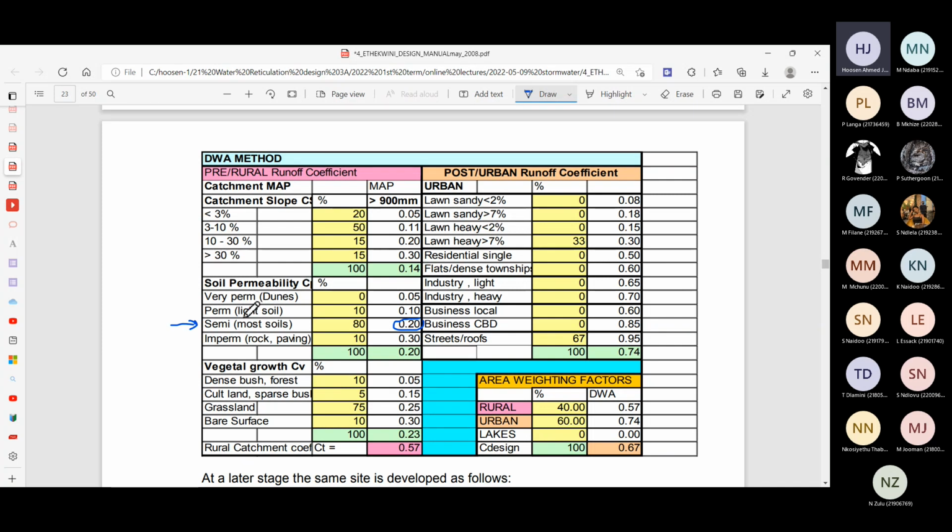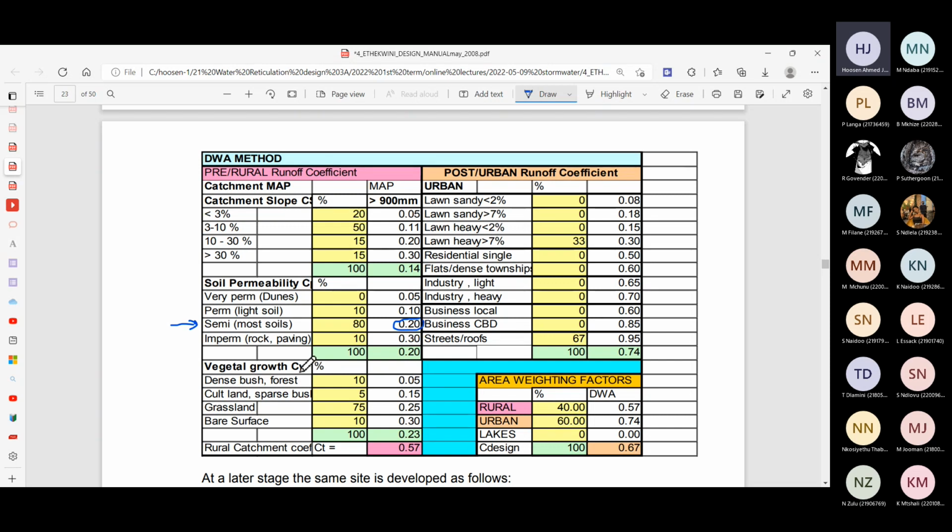Light soil, again, that would be a very permeable soil, or most soils. So we will opt for most soils. And again, we're assuming the entire catchment area to be this one type of soil, uniform. So that's why we're going to substitute 100% here in this table at this point, and the other yellow values will be zero, and we'll end up with a coefficient of 0.2. And that's what was done in this particular example.